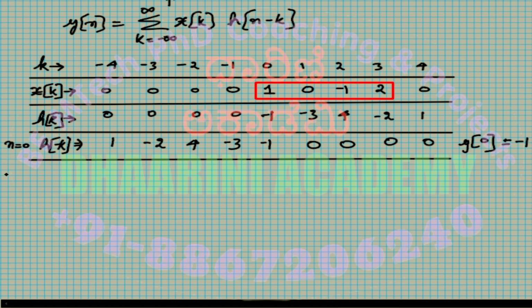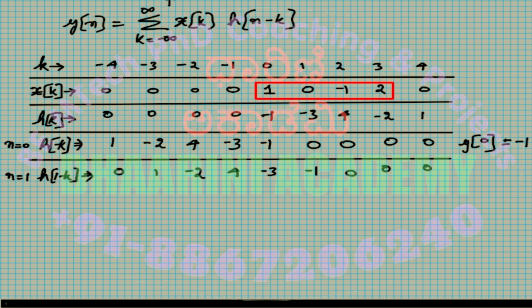Then make a change. Change n equals to how much? 1 now. So when n is 1, I'm writing h of 1 minus k. 1 minus k refers to all the signal in h of minus k getting shifted to the right by 1 unit. So 1 comes here, minus 2 goes here, the 4 comes here, minus 3, everything gets shifted. That's all. Minus 1 comes here, the 0 goes to this side, 0 goes to this, 0 goes here, and a new 0 enters into your table because at minus 5 you have 0.